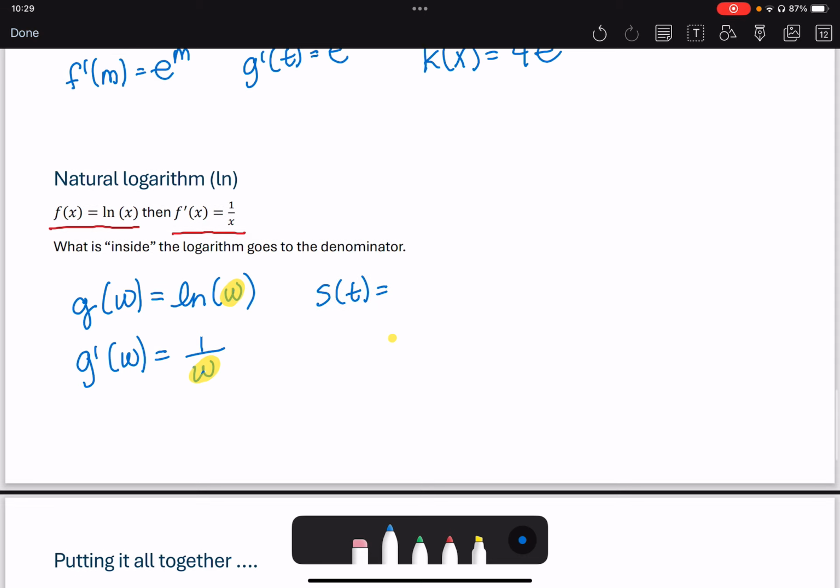s of t is the natural log of t. They don't have to put the parentheses there. They can if they want to. s prime of t is 1 over t.